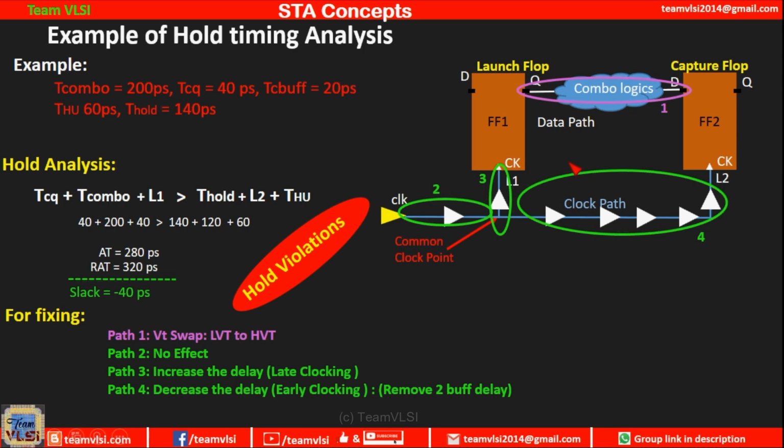But again, we need to analyze the previous paths and the later paths. Then we can only do path 3 and path 4 optimization, right? So our preference should be first the data path only. If it is not fixed using the data path, VT swapping and other techniques are also there, and only then move to the clock path.